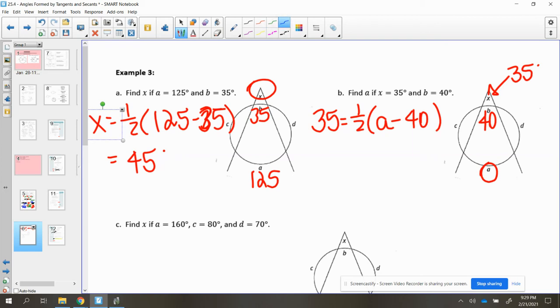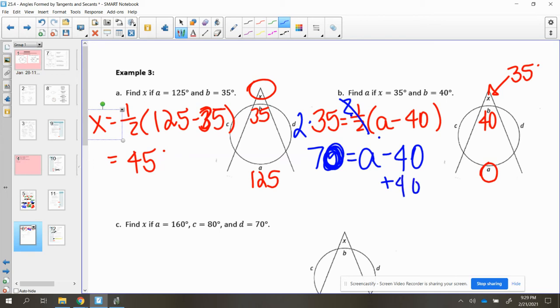Now, a couple different ways you can solve this. Obviously, you can distribute the 1/2, but sometimes instead of distributing the 1/2, since there's nothing to cancel out with A, the quicker way to go about this is to multiply by 2 on both sides, because now we have 70 equals the pieces between the parentheses, A minus 40.